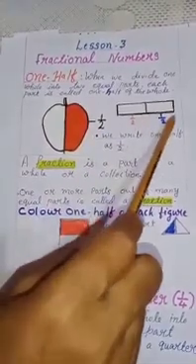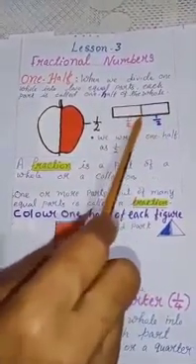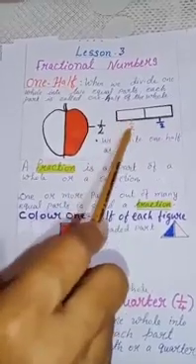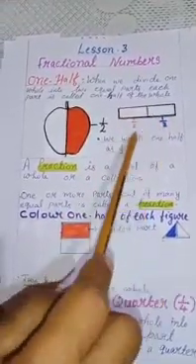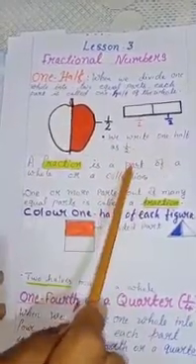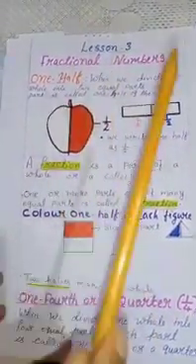Then another example, this is a rectangle divided into two equal parts. Each part is called a fraction, 1 by 2. We write this 1/2 as 1 by 2. 2 halves make a whole.